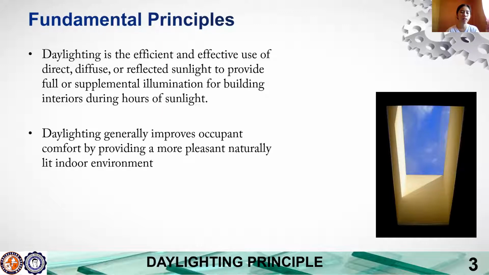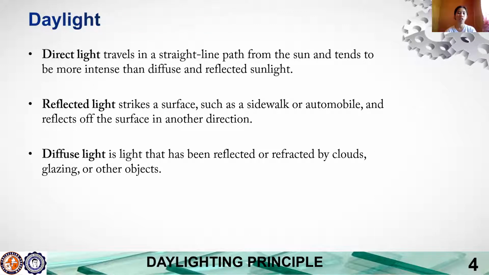Next, we have daylight, a combination of direct, reflected, and diffuse sunlight. Direct light travels in a straight line path from the sun and tends to be more intense than diffuse and reflected sunlight. Glare from direct sunlight can cause discomfort when we are watching TV, working at a computer, or reading.